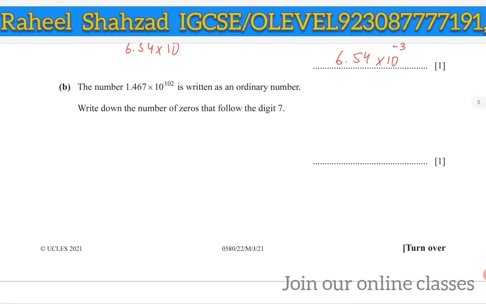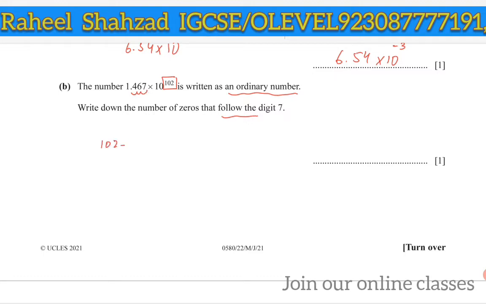Okay. In part B, they have the number 1.467 into 10 raised to power 102 written in the ordinary number. Write down the number of zeros that follow the digit 7. So you move this decimal 1, 2 and 3 towards right. So 102 minus 3 units, that makes it 99. So this is 99 zeros would be there. See, this is 102, so it's here 1, 2 and 3. We move 3 units right, we reduce power by 3. Okay.